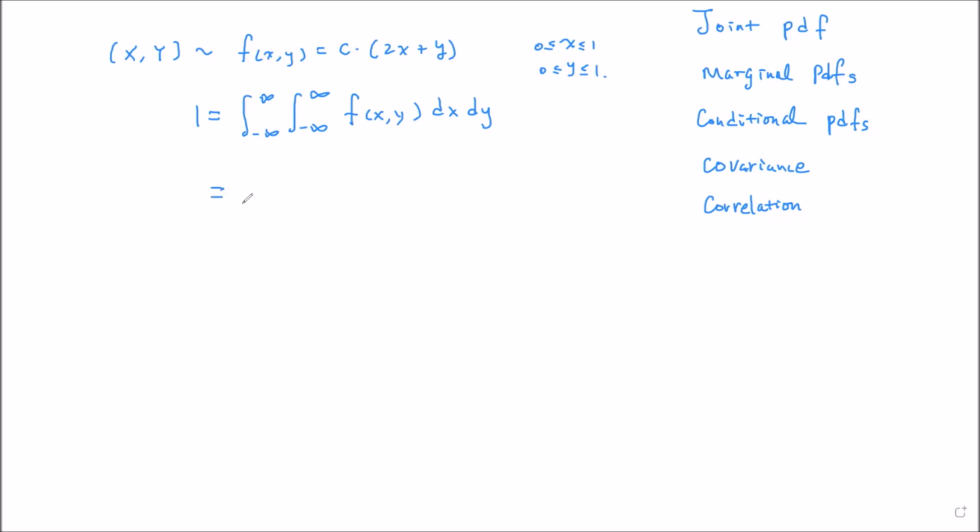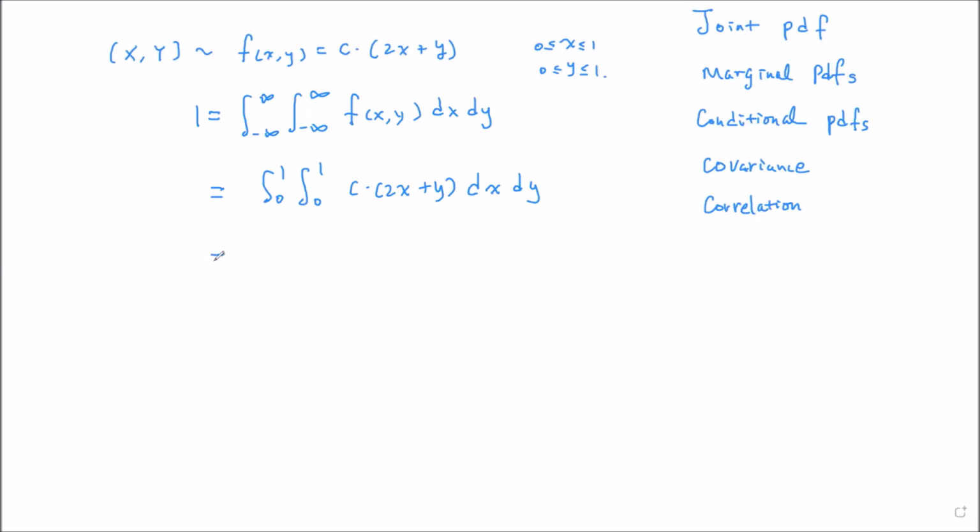Now, what I want you to pay a little bit more attention to is that when you plug in this function c times 2x plus y, you really need to change the lower limit and upper limit for both x and y, from 0 to 1, from 0 to 1. You cannot keep negative infinity and infinity for the integrals.